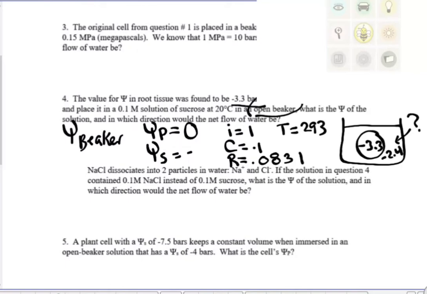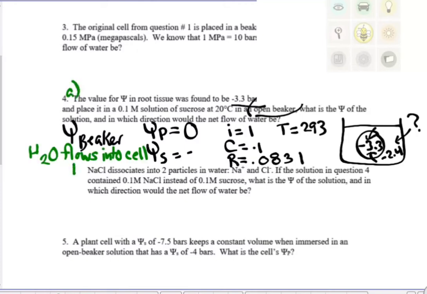Okay, or solute potential, excuse me, and then add that to the pressure potential, which is 0. So my water potential is negative 2.4, and water is going to flow into the root cells because the root cells have a lower water potential. Negative 3.3 is smaller than negative 2.4.